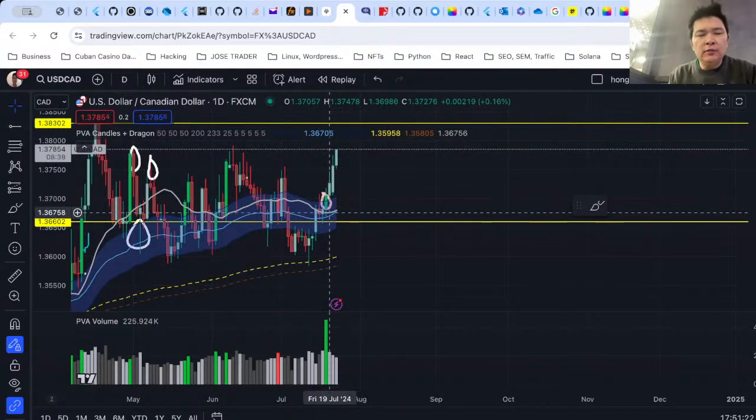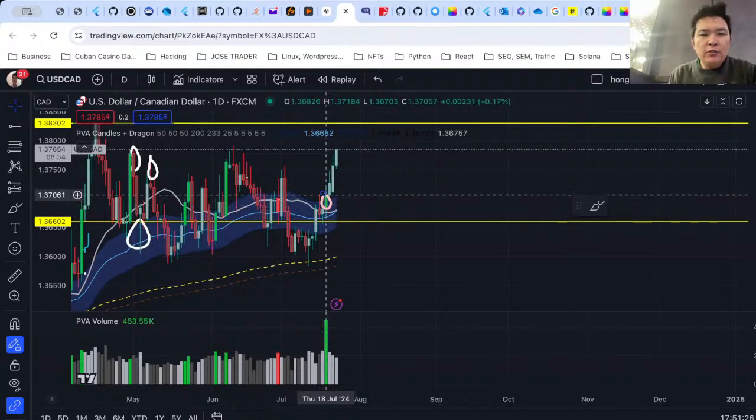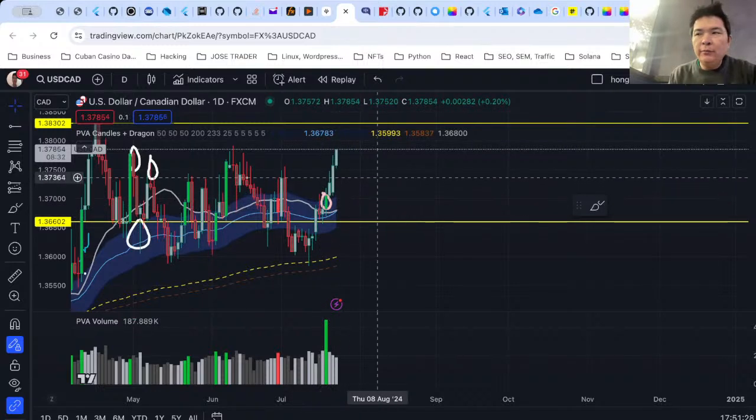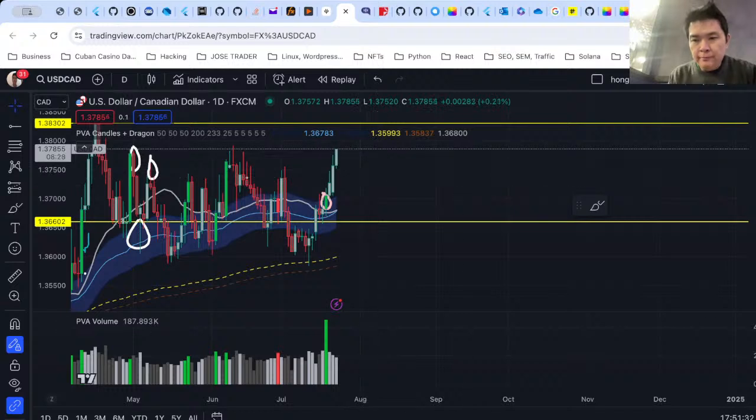Okay, so there are 2 ways to set up your trailing stop. Once I reached my first target, I already moved my stop loss of the second position to break even. And now, how to set up your trailing stop for the second position. Okay, so we are going to take a look at this.